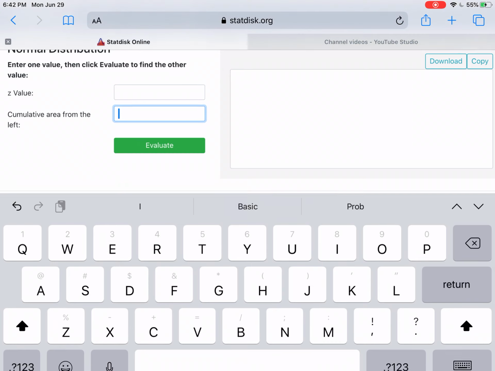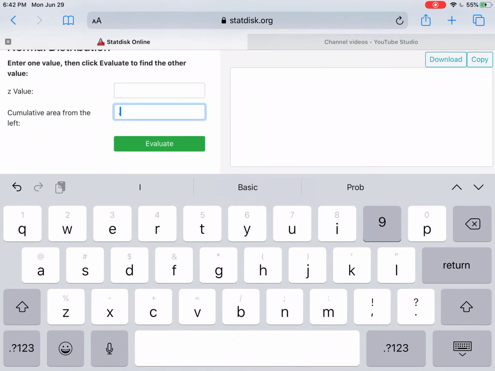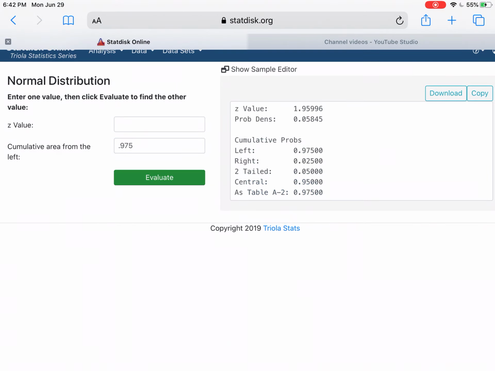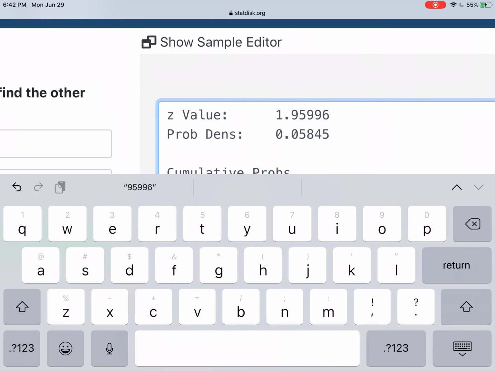So cumulative area from the left is 0.975. And we evaluate, and it spits back a z-score. If we round to the third decimal place, that 9 would round up to a 10, so we'd carry the 1, and so we'll round to 1.960.